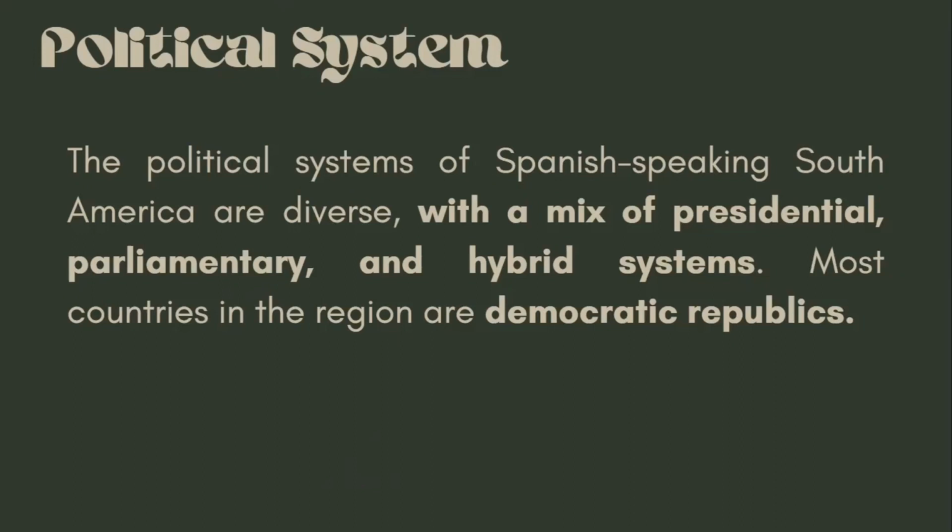Next is international influence. Now, international influences, including the spread of democracy and the influence of foreign powers, have also shaped the region's political systems. For example, the United States has played a significant role in the region's politics, including supporting democratic transitions and promoting free trade agreements. Overall, the human geography of Spanish-speaking South America is actually marked by a diverse population, a range of economic systems and political structures, and significant regional variations in cultures and language.